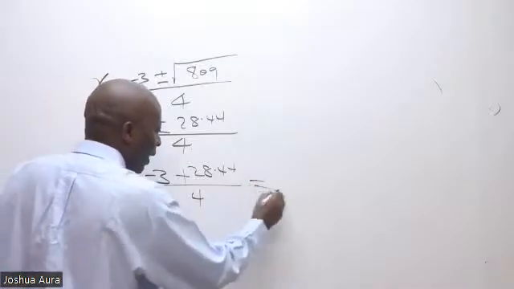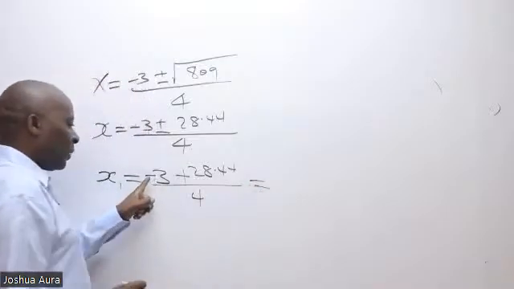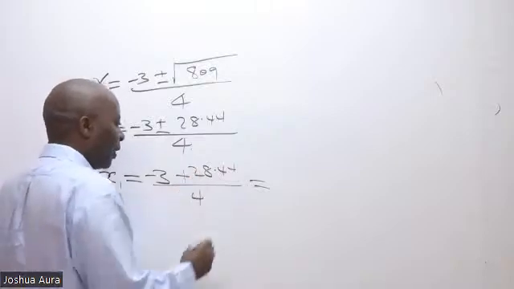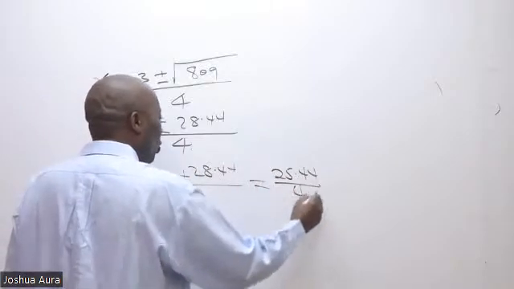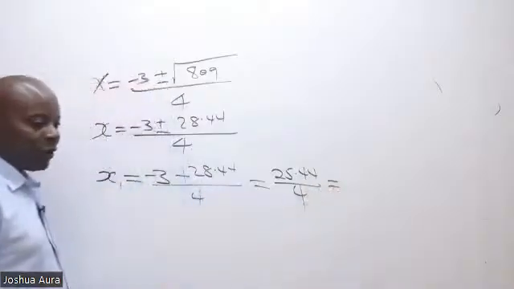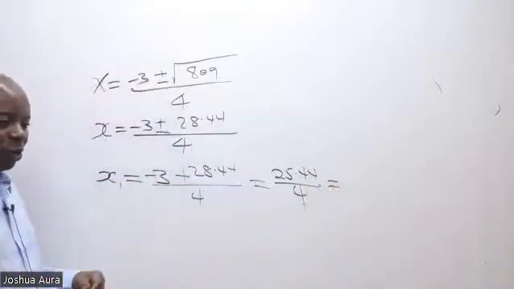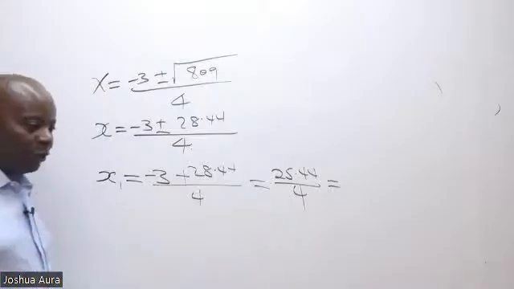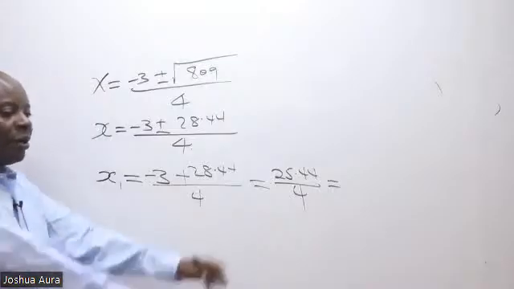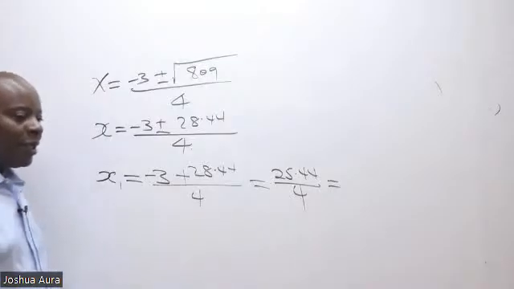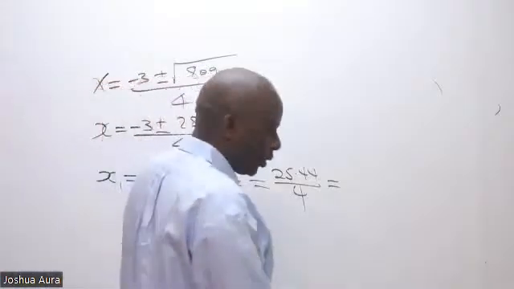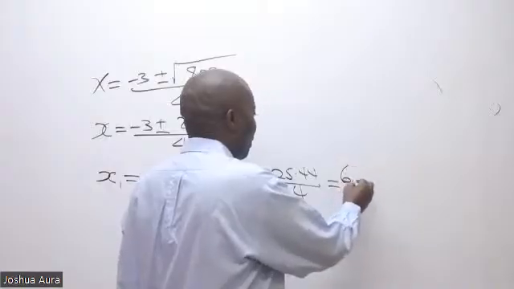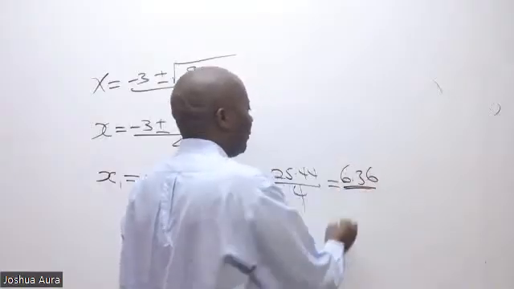The first value of x will be, could you kindly take this minus 3 plus this, will give me 25.44 all over 4. So then could you kindly give me this figure? 25.44 all over 4 will end up giving me what figure? They're telling me it is 6.36, like that.